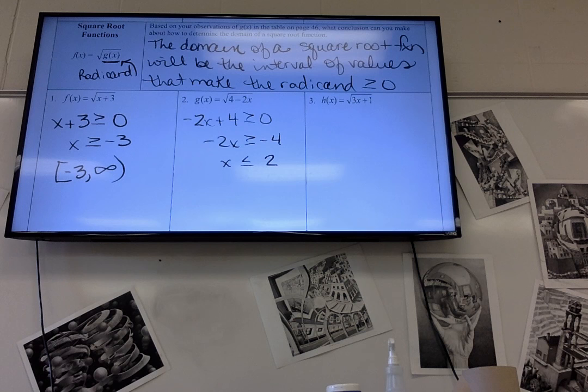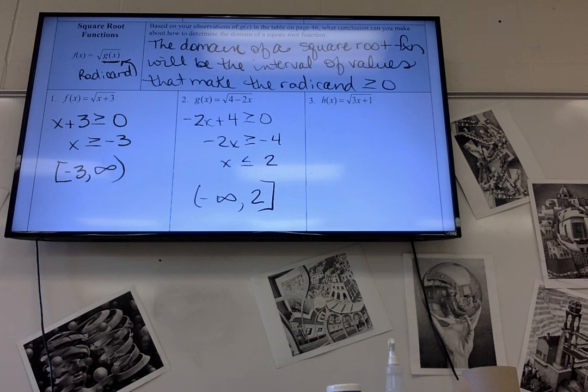So then, Hazella, how would I write that? Negative infinity to 2, and it includes 2. Very good. Notice it's everything that's less than that. So that's how I knew to start with negative infinity. If it was everything greater than that, then I would start with that number. Make sense? Good.